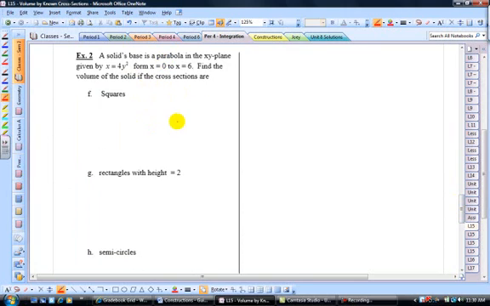I want to do example 2 with you because the answers on your assignment sheet are for example 1. I'm going to have you do example 1 right after I'm done in class together, and I want you to have answers for that. Okay, so everybody find your example 2, this one here.